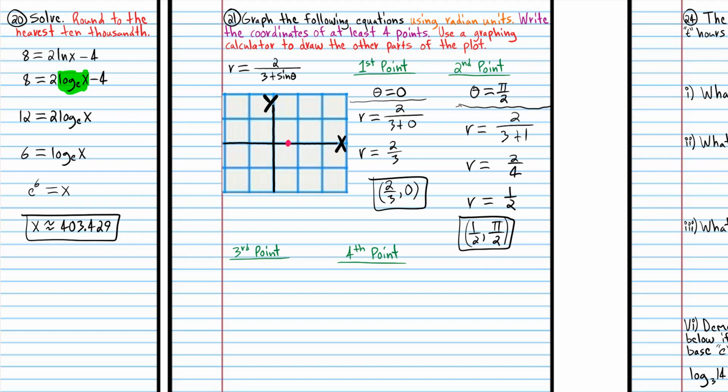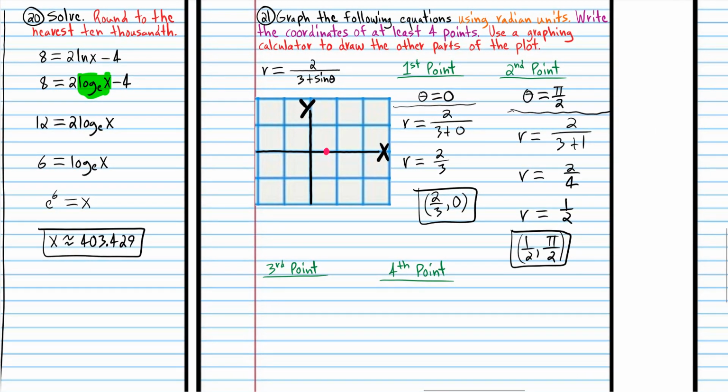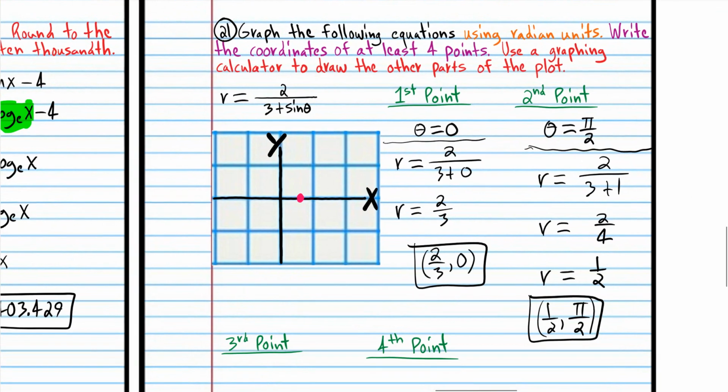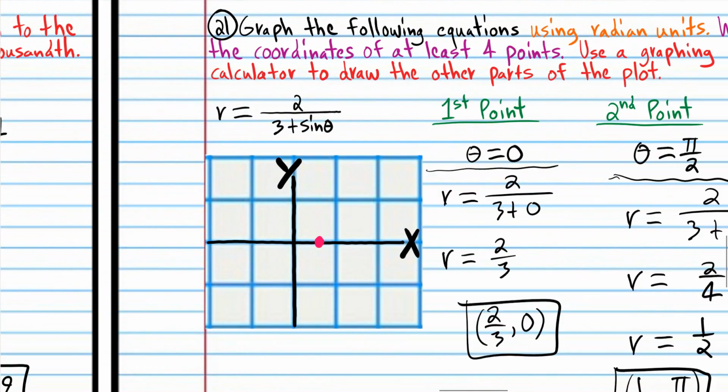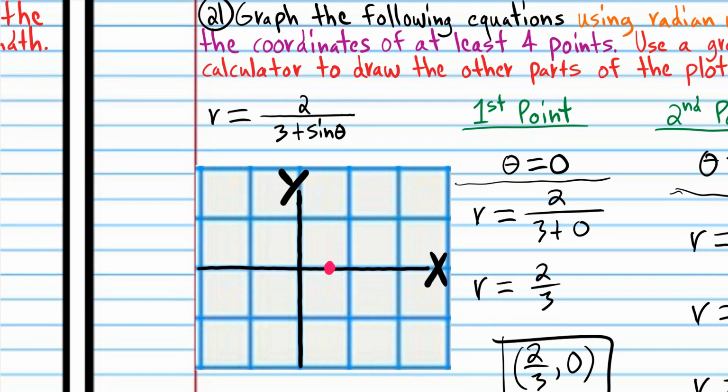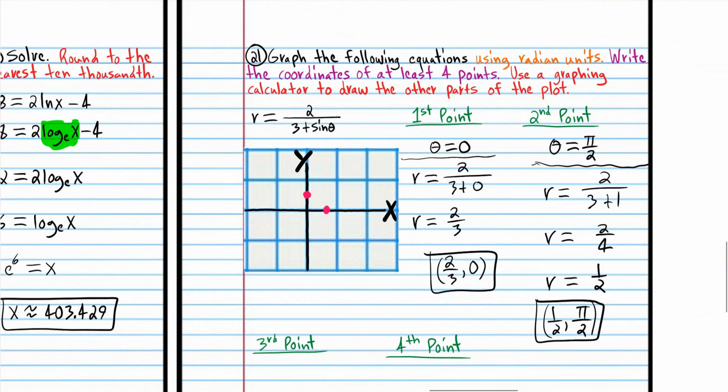Okay, so let's plot that point. We're going to move out 1/2 on the x-axis. I want to move this point over a little bit to the right. So we're going to move over 1/2 out on the x-axis, and then we're going to rotate 90 degrees, and that's going to get us to precisely there.